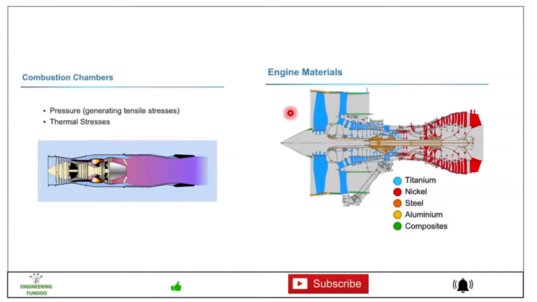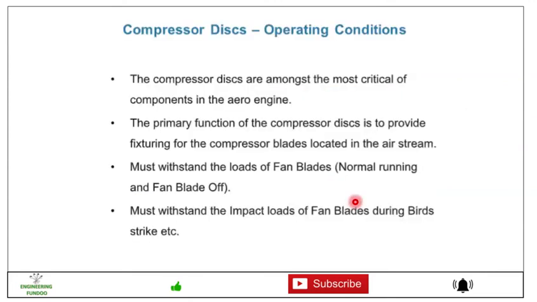And if we talk of engine materials, then here you can see the general layout, and then there is a color coding for the different types of materials used. Here titanium is used, whereas in this red portion nickel is used, whereas here with the orange color steel is used. Friends, then this yellow one is aluminium, and then there are composites at the green location.